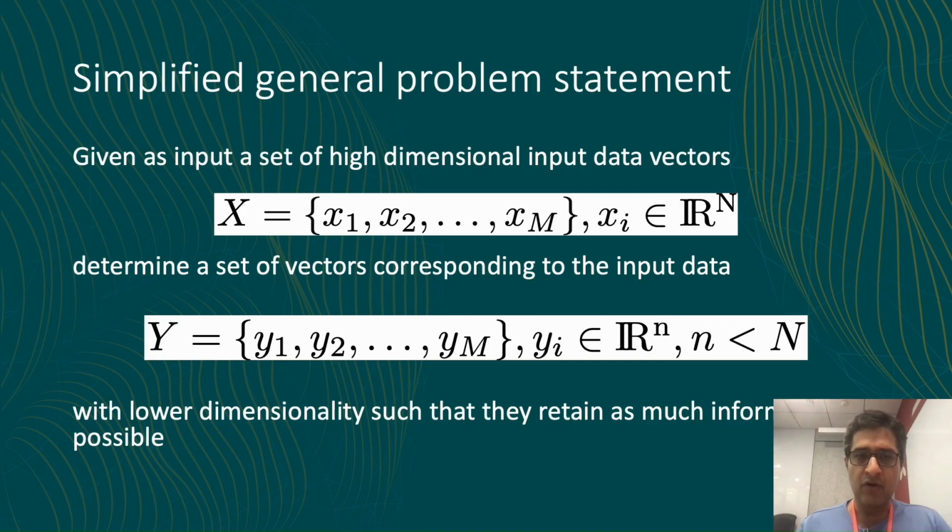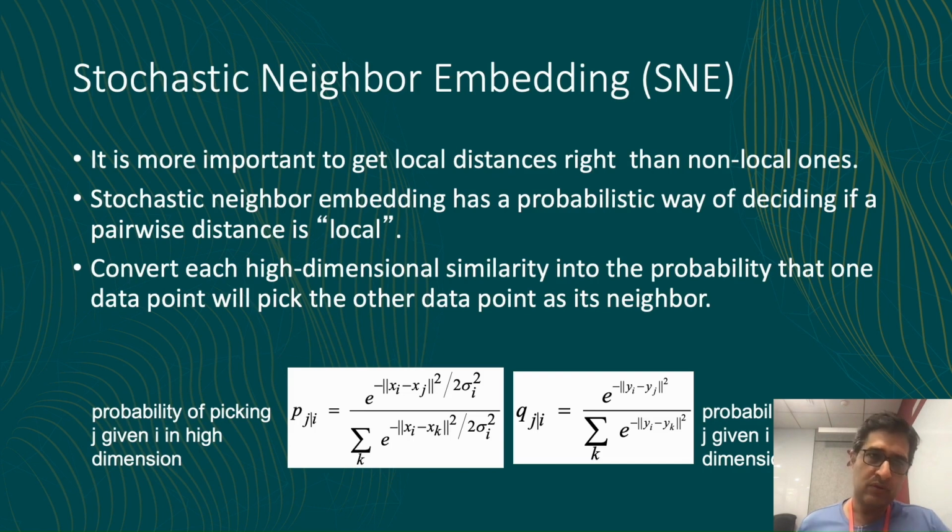But we want to make sure that the mapping from X to Y follows certain rules, or that the overall structure is maintained in going from X to Y. Okay. Now, the idea of stochastic neighbor embedding overall is that we should get the local distances right. So if 2 data points are closer to each other in the high-dimensional space, which is X, they should be closer to each other in the lower-dimensional space, or Y.